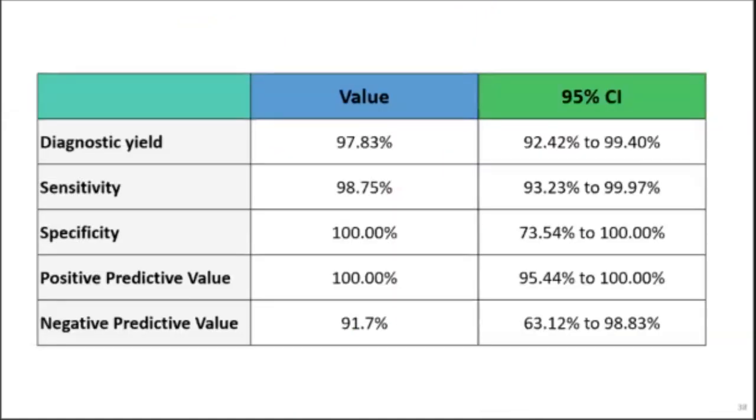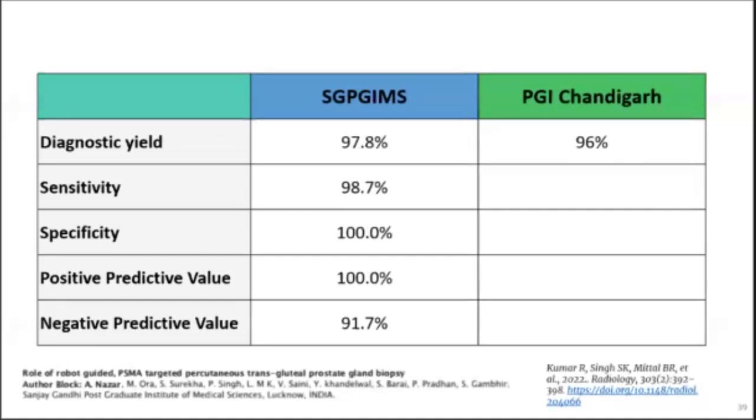So the diagnostic yield in our study of PSMA PET-guided biopsy was 97.83%. The sensitivity was 98.7%. Specificity was 100%. Positive predictive value was 100%. And negative predictive value was 91.7%. In a prospective study done in PGI Chandigarh in 2022 of 78 participants who underwent gallium 68 PSMA PET-CT guided robotic arm assisted transgluteal prostate biopsy, they had also similar results with similar diagnostic yield of 96% with similar complication rates.